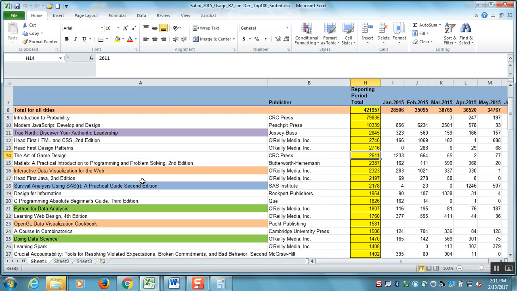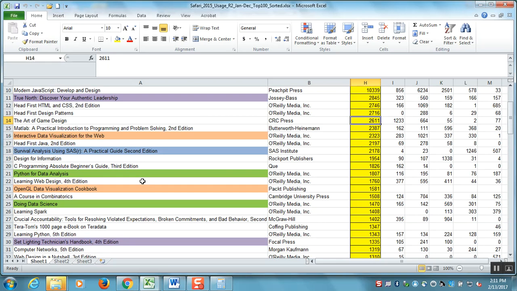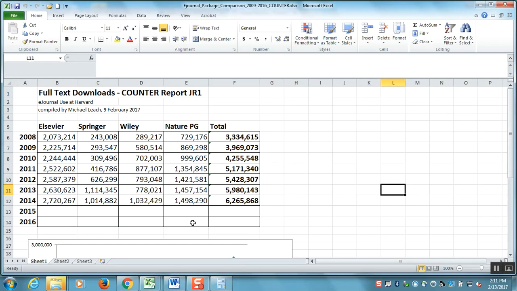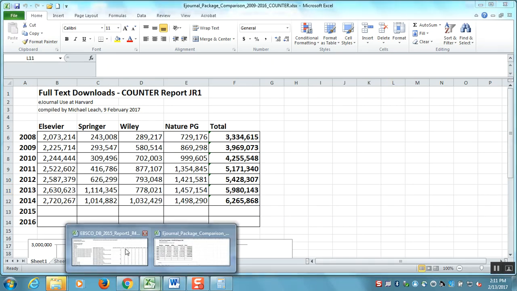And given that most of these are computer manuals, although some of them are other types of manuals, people going to them only need to look up some piece of information and then they're done. But all of that is used. So that's Counter book report number 4. So close that one, and I'm almost done here.